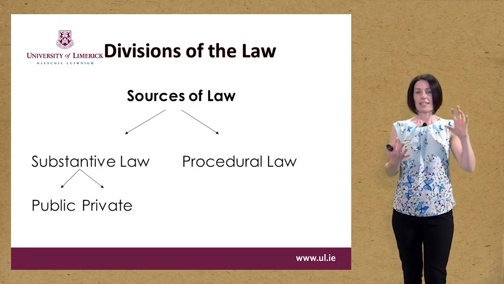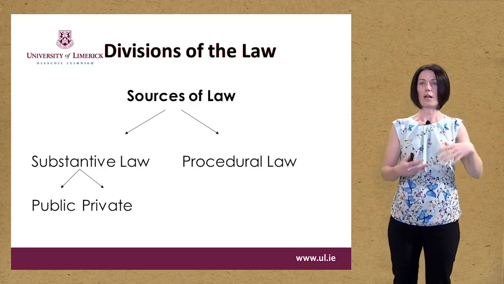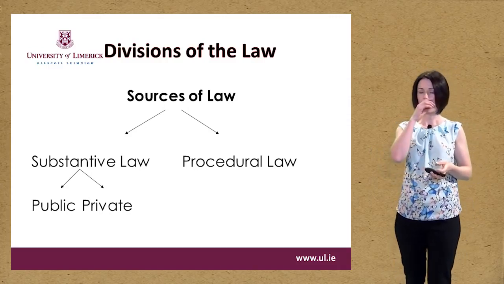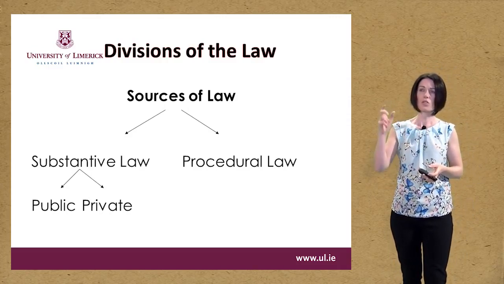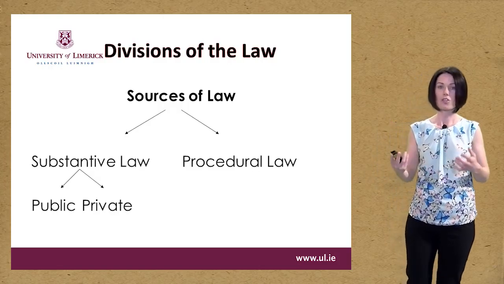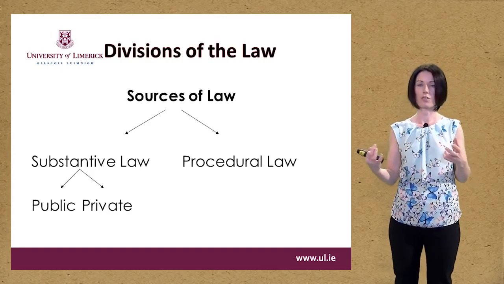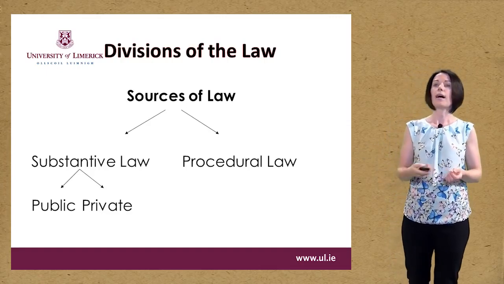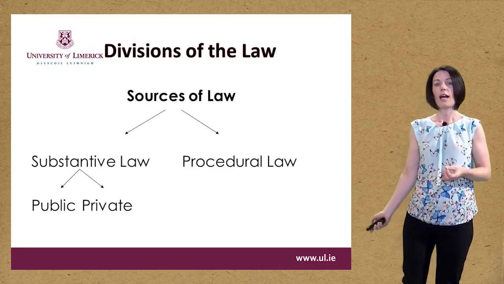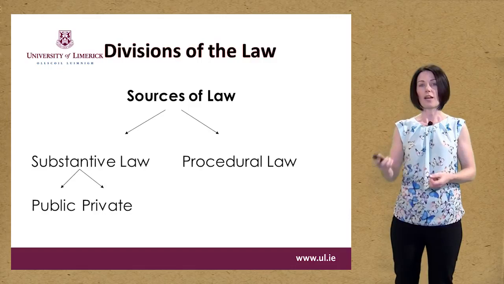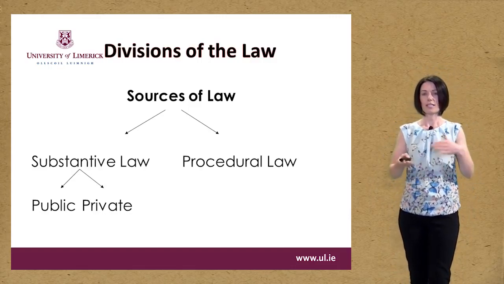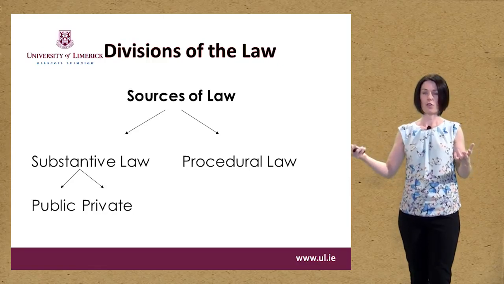So up until now, we've looked at primary sources and secondary sources of law within the legal system. But sources of law are also divided up and categorized into different classifications or different divisions. So you might see terms such as substantive law, procedural law, and public law, private law, civil law, and criminal law. So sources of law are divided into substantive and procedural law.